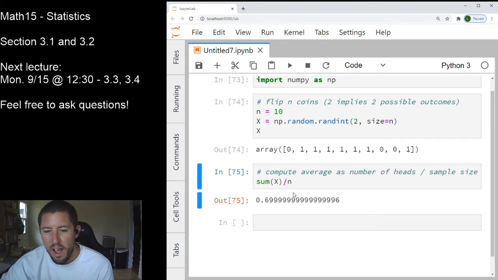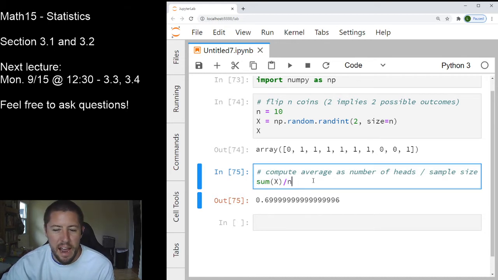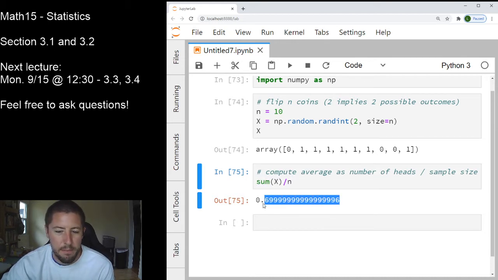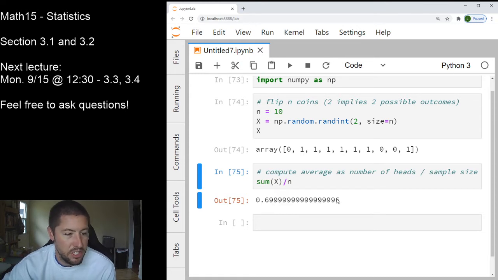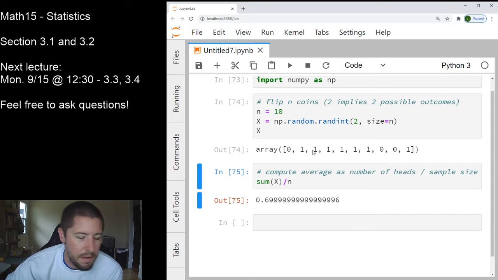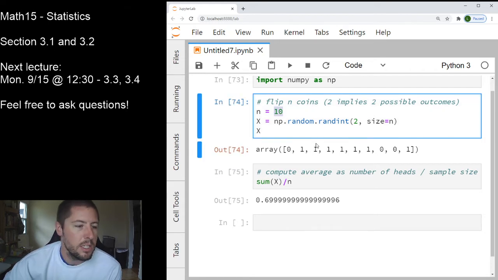So here I'm computing this average, and don't worry about that number looking kind of stupid right there. We should be interpreting this as 0.7, which it is insanely close to. All this is really telling me is that 70% of these 10 flips came out heads. Now, we know that coins are not a 70-30 split between what they land on. It should be 50-50, but this was a small number.